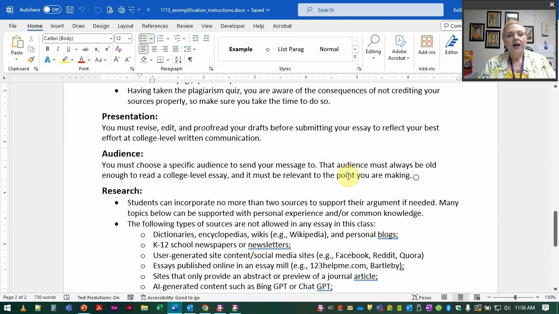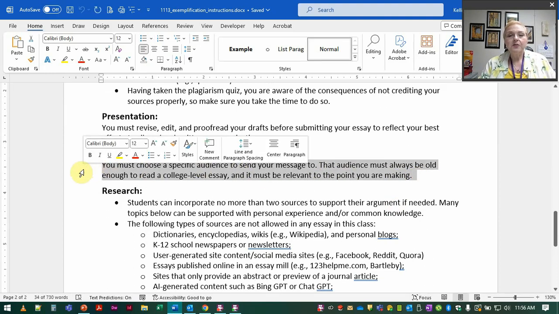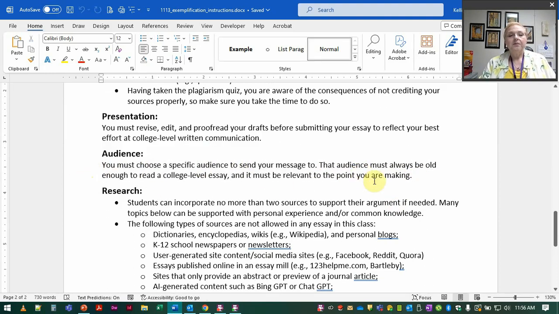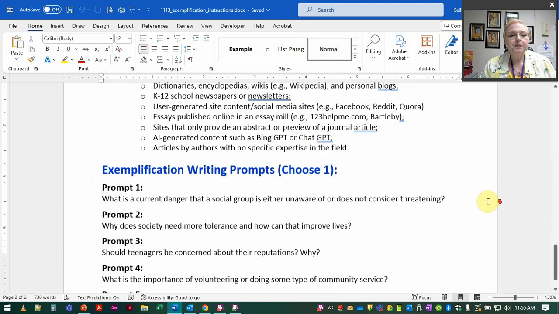So the presentation, again, revision, edited, proofread, so that it is the best possible writing that you can give me. Audience, again, you need to target a specific audience. Again, it must be a group that is old enough to read a college level essay, right? And the audience has to be obviously related to the issues that you're talking about, and they have to consistently, throughout the essay, focus on that one audience, right?